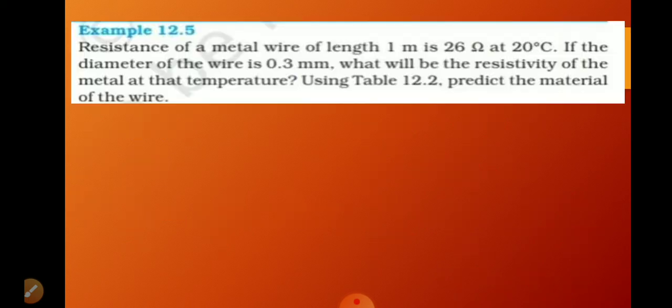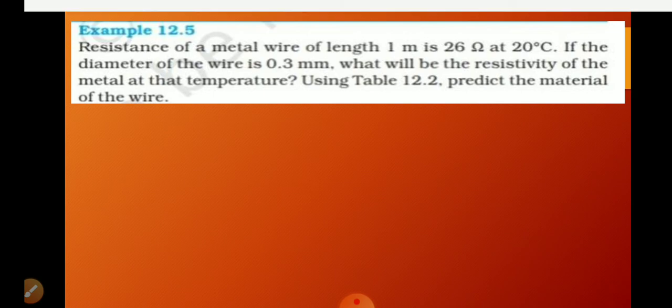Yes. Let us move on to the next problem, that is: resistance of a metal wire of length 1 meter is 26 ohm at 20 degrees Celsius. If the diameter of the wire is 0.3 millimeter, what will be the resistivity of the metal at that temperature? Using table 12.2, predict the material of the wire. So, we have to calculate the resistivity of a given metal. We don't know which metal it is. Depending on the resistivity, we have to find which metal it is by using table 12.2.